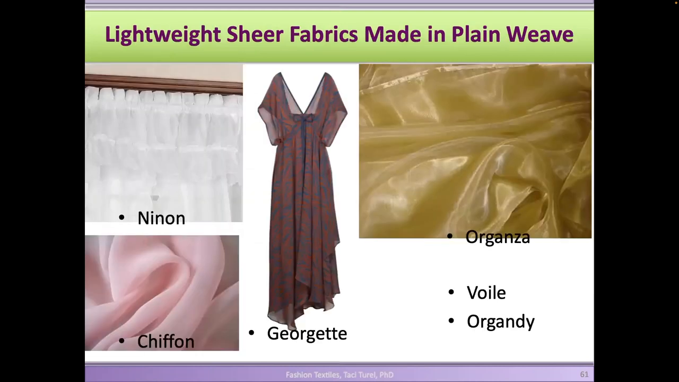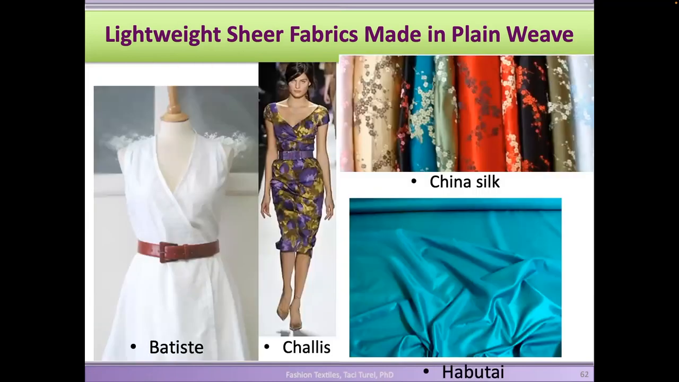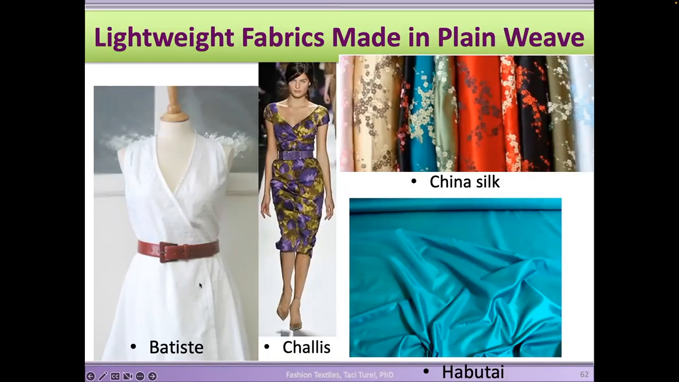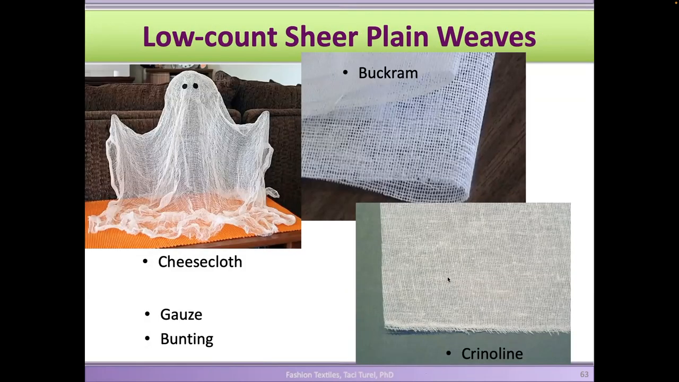And then there are low count shears. So these are some examples. This is a ninon, chiffon, gorget, organza, and so on. This is how those fabrics look. These are lightweight fabrics made with plain weave, but they're opaque. So batiste, challis, China silk, habatai is the name of this fabric. Those are also lightweight and plain weave patterns.